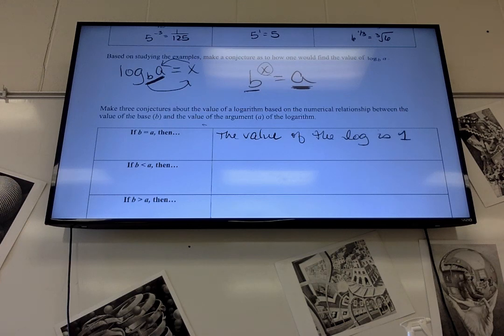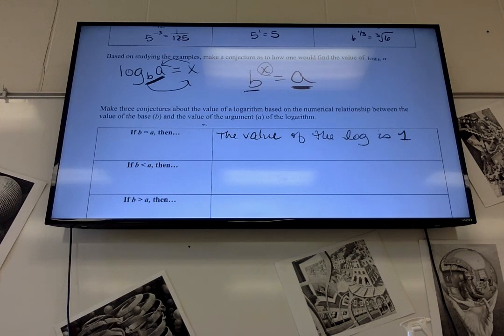So it's kind of like a shortcut, but I personally just write it every time because then I don't have to worry about memorizing things. But yeah, if you do notice the base and the number right next to it are the same, then X is going to have to equal 1.